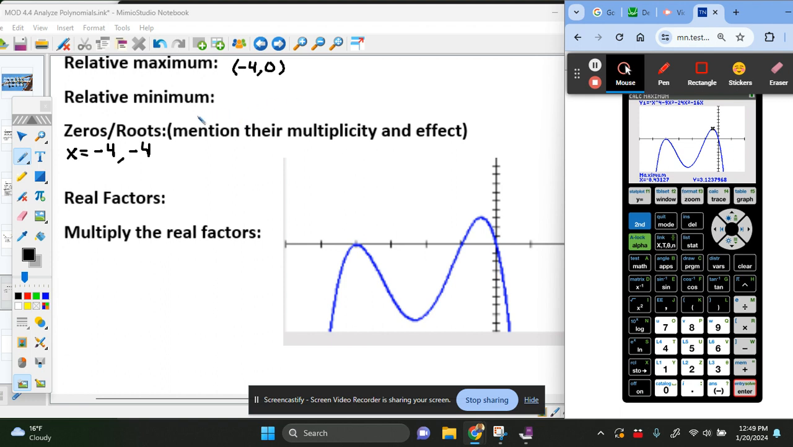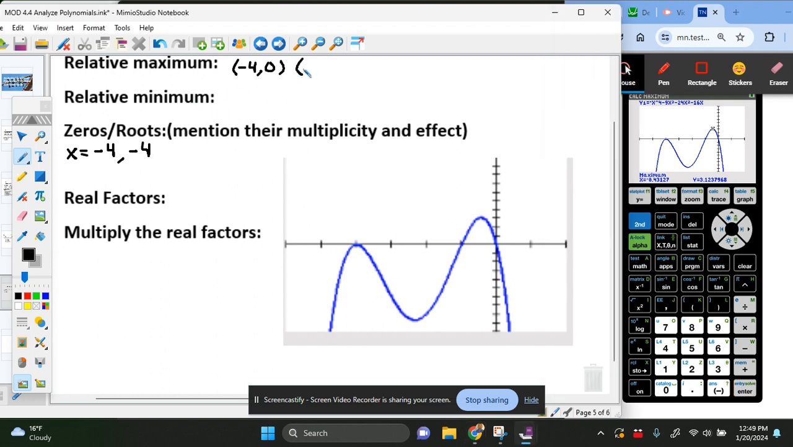So there's another maximum at -0.43, or -0.43127, but I'll just do it to 2 decimal places, comma 3.12. So there's another maximum right there. Those are the only 2 relative maximums. And then there's a relative minimum right here.